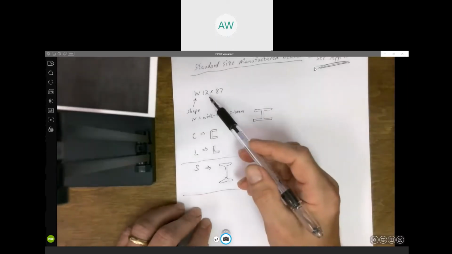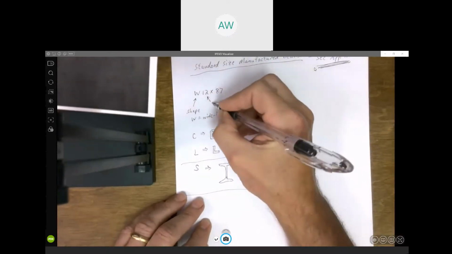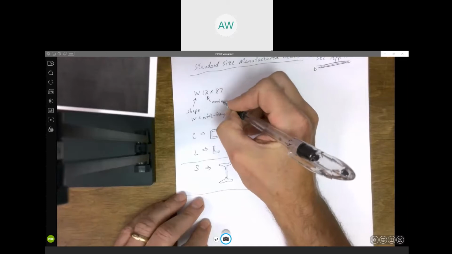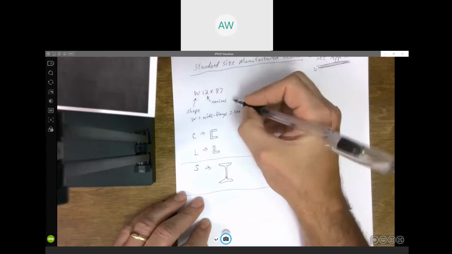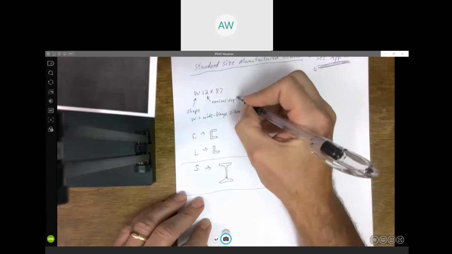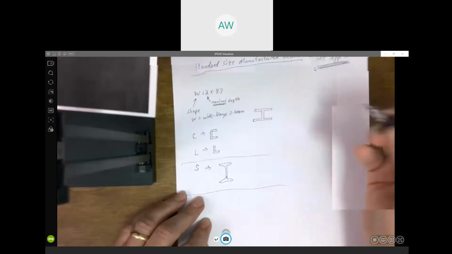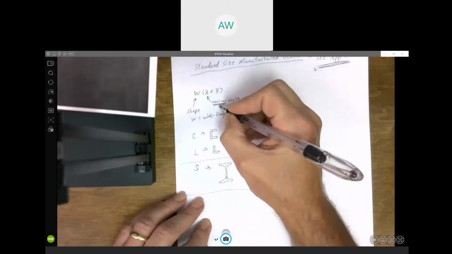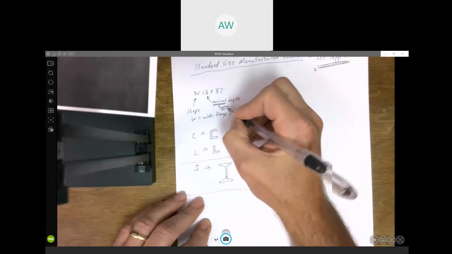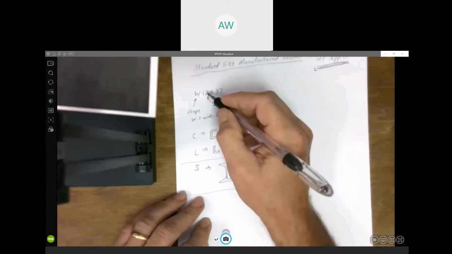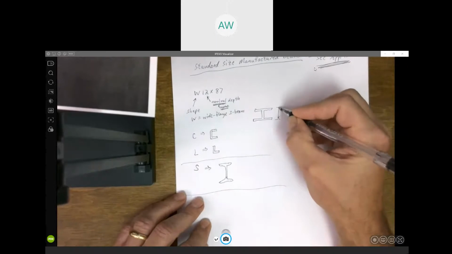All right, so the first number, in this case, is the nominal depth. And by nominal, I mean approximate. So this first number tells you approximately how tall this thing is.